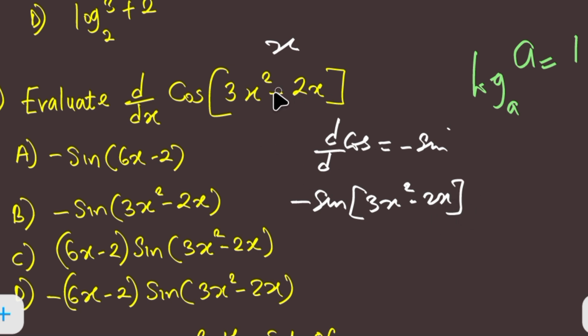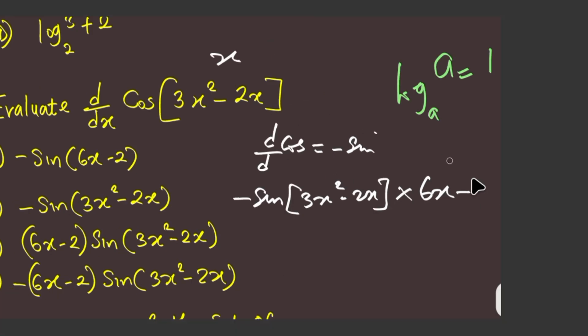Then I'll go into the bracket and differentiate what's in the bracket. This is a function of a function, so you have to be fast about it. Then times, differentiate this one now, 3x squared. Differentiate 3x squared, you get 2 times 3. That will give you 6x, minus, differentiate 2x, that will give you 2.